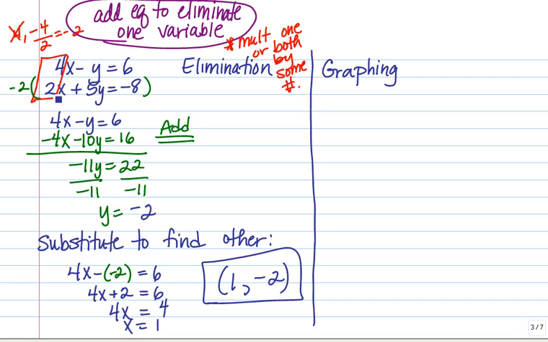Okay? Again, this was taught pretty extensively in Math 98, so if you have any questions about this, don't hesitate to contact me. Now, graphing would require us to graph both equations and then find the point of intersection.